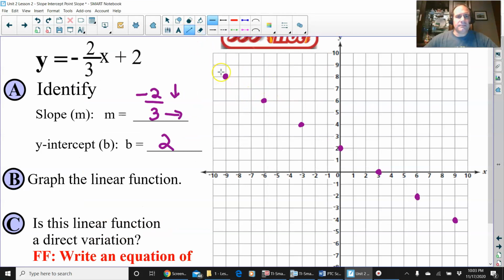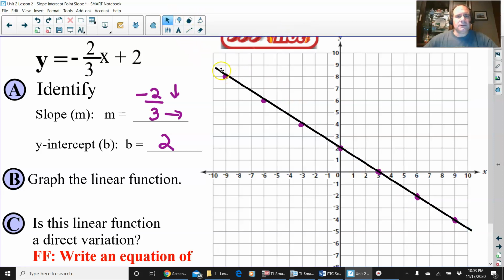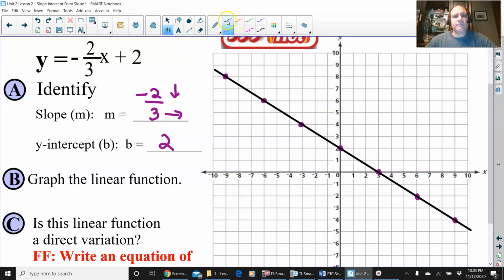So I'm going to connect my points with a straight line just like that. And I'm going to move it just so it's a little bit perfect there. Good. And remember, you need arrows on either end, on each end. All right. And once you have the arrows on each end, that looks worse. All right.